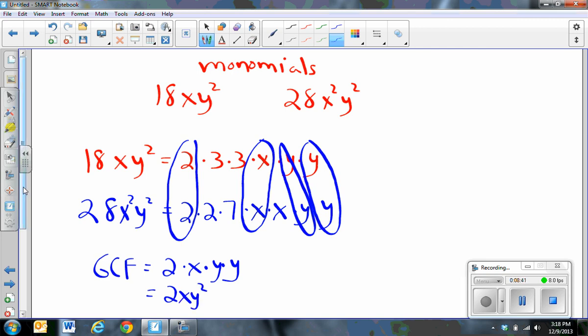Okay, and let's check. Sure enough, 2 goes into both 18 and 28, and x goes into both 18xy squared and 28x squared y squared. And y squared also divides into both once.